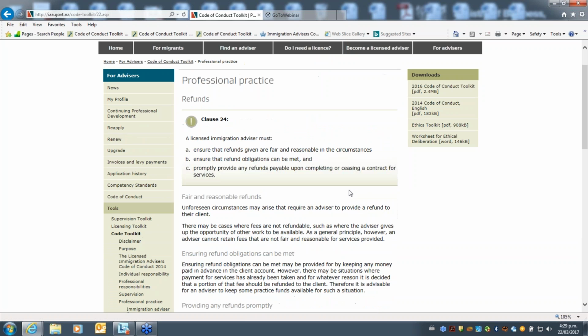A general observation would be, if the service that you intended to deliver isn't delivered, that's probably a good case for a refund. And the other situation is if the services weren't delivered by you, but perhaps by an unlicensed staff member unlawfully, then that would also be a good case for a refund. Those are some of the things that have come out in recent decisions.